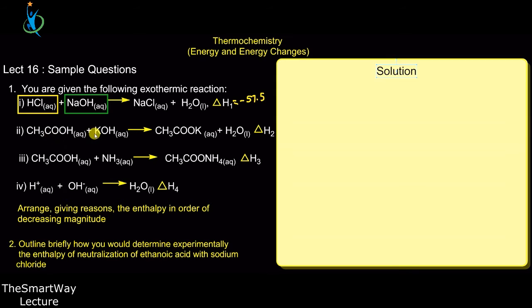Now when you look at this one, we also have a weak acid. So let me write for the previous one. Here we have strong against strong, we have strong against strong. Now this one is ethanoic acid.